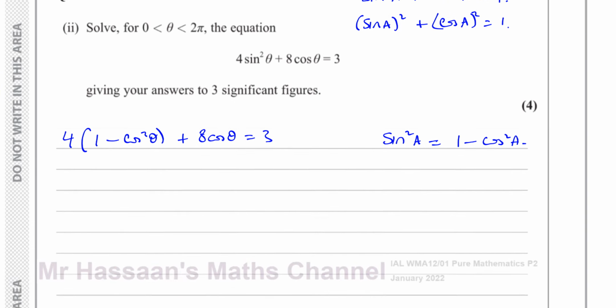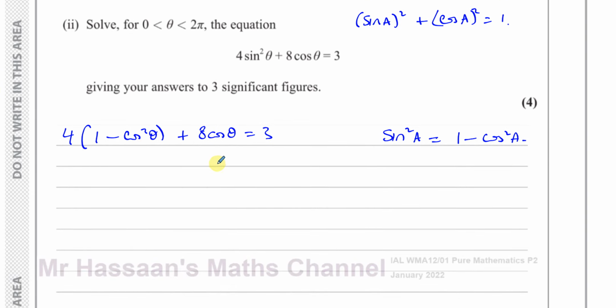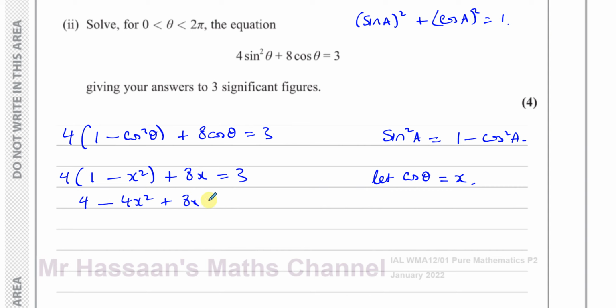Now I have an equation that looks like a quadratic. I have squares in it, cosine squared and cosine theta. So I'm going to let cosine theta be equal to x, just to make it more familiar. So this is 4 times (1 minus x squared) plus 8x equals 3. Now this looks like a quadratic equation which we should know how to solve. I'm going to expand the bracket first: 4 minus 4x squared plus 8x equals 3.